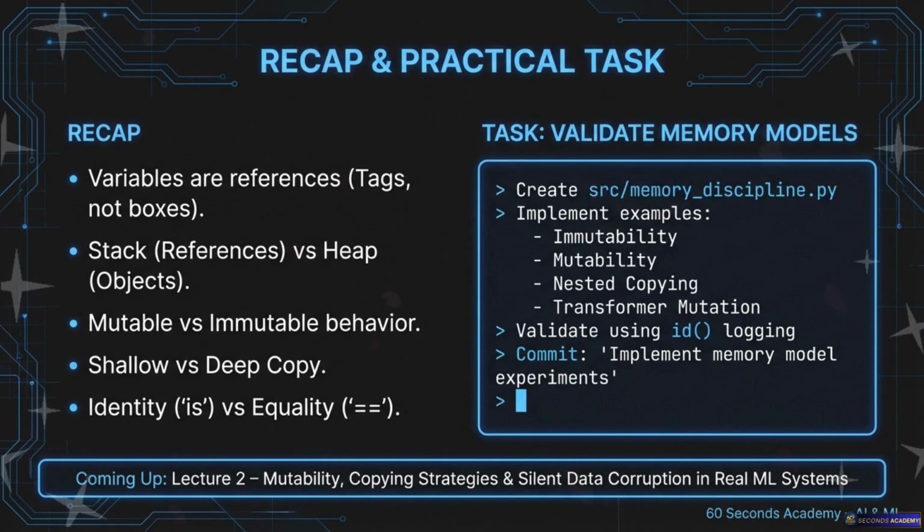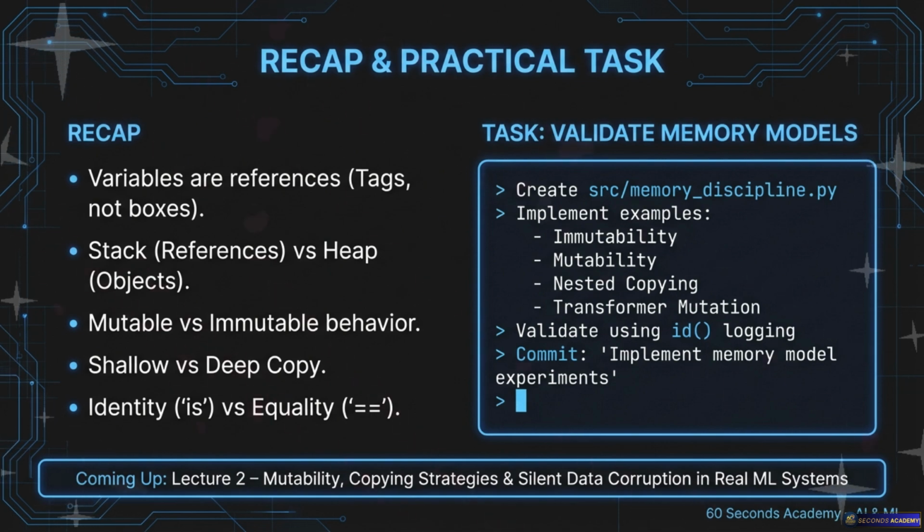Nice. Third, simulate the transformer mutation. Write a dummy class that modifies data in place. And crucially, use the id function, print id(variable). This prints the memory address. Prove to yourself that two variables have the same address. Don't just take our word for it. See the numbers match in your console. If the IDs match, it's the same object. Exactly. When you see those matching ID numbers, the concept really clicks. And when you are done, commit it with the message "Implement memory model experiments" and push it to GitHub. Build that portfolio. It's a great exercise.